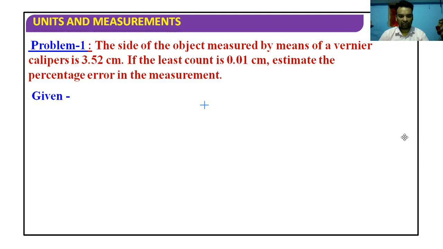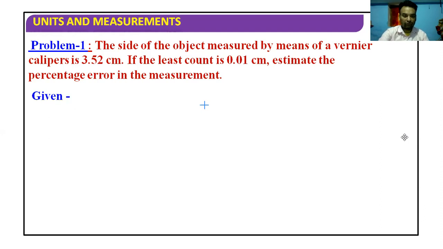So first try to understand the statement. We are doing one experiment with a vernier caliper, and a vernier caliper is used to find out the diameter or the length of small objects. So here we have a very small object whose side is measured by the vernier and it is 3.52 centimeter. And the least count of the vernier is given as 0.01 centimeter. So we have to find out the percentage error, because there is a true value of that side, but our measured value is 3.52 and the least count is 0.01. So in that case, what is the percentage error?